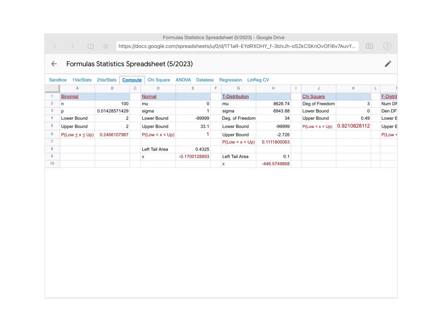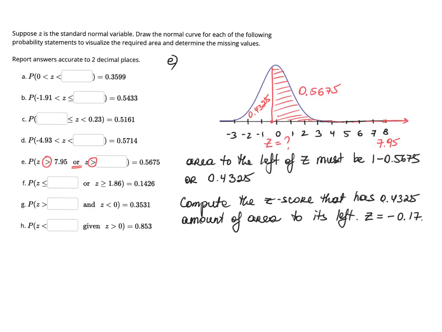I use the same tool and enter area to the left of the mystery point I'm looking for to be 0.4325, and it gives me negative 0.17. Which makes sense. It is a point that is slightly below 0, below the center of the curve. So I come back and record the answer to be negative 0.17.